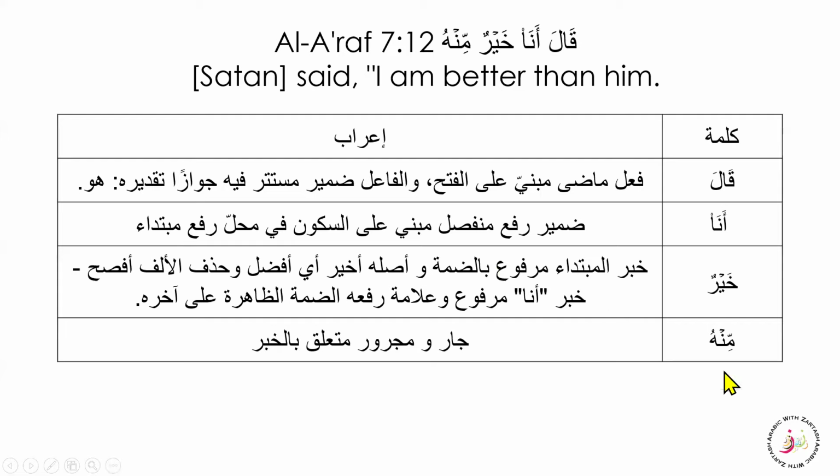Now minhu is jar majur muta'alliq bil khabar. We know that when we see the jar majur fragment with our jumla, this is muta'alliq bil khabar. This is muta'alliq bil khabar because this is the mubtada and khabar, and this is the jar majroor fragment for this jumla. Not for qala, but for this jumla ismiya.